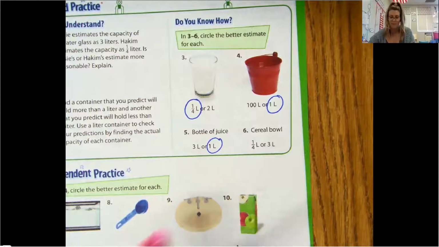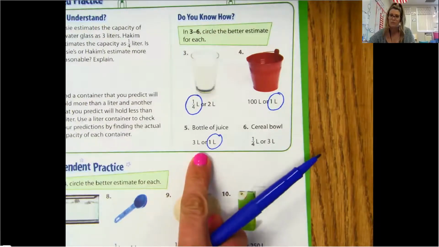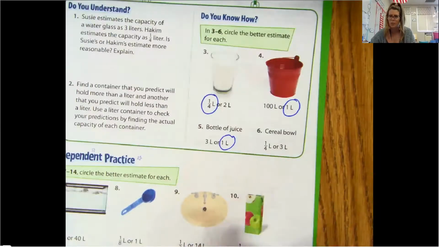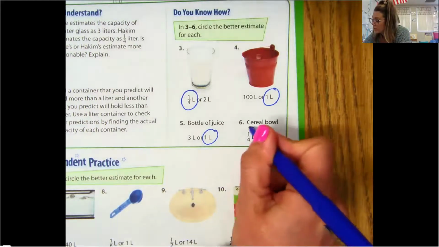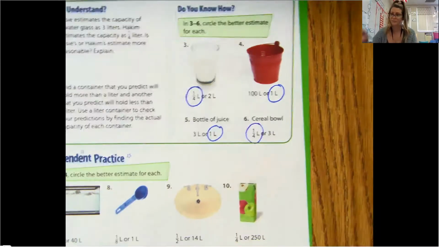Also think about this. If the bottle of juice isn't even 3 liters, is the cereal bowl going to be 3 of these? Not unless you're eating out of like a pig trough in the morning or something. So 1/4 liter would make the most sense.